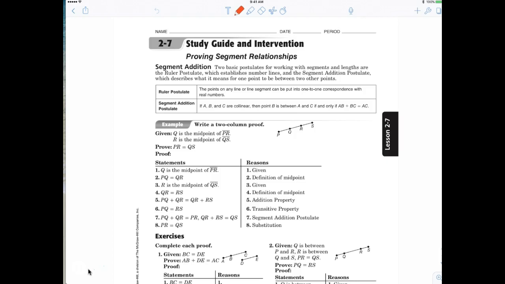So again, Q is the midpoint of PR. R is the midpoint of QS. And what I want you to do on this is, at some point, if you're having issues or struggling, you can cover up the answers here, look at the proof, look at the statements, and see if you follow the reasons. Does that make sense? These are worked out for you, just so you can get a feel of what's going on.